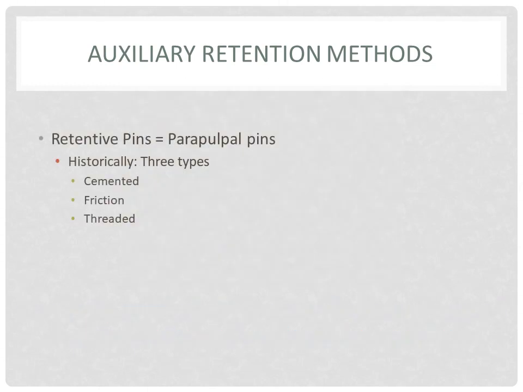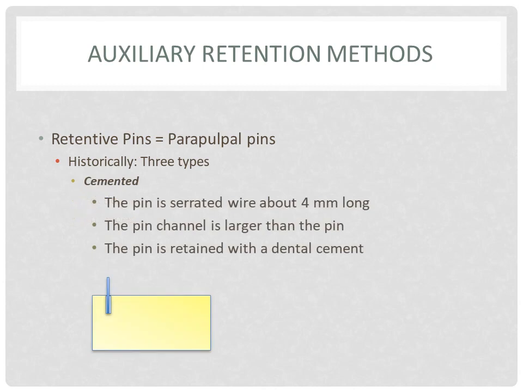Dentistry has used 3 types of parapulpal pins: cemented, friction-retained, and threaded. With cemented pins, the pin channel diameter is larger than the pin diameter. The pin is retained with a dental cement. The pin is serrated and is about 4 mm in length. 2 mm is within the dentin, and 2 mm is within the restorative material.